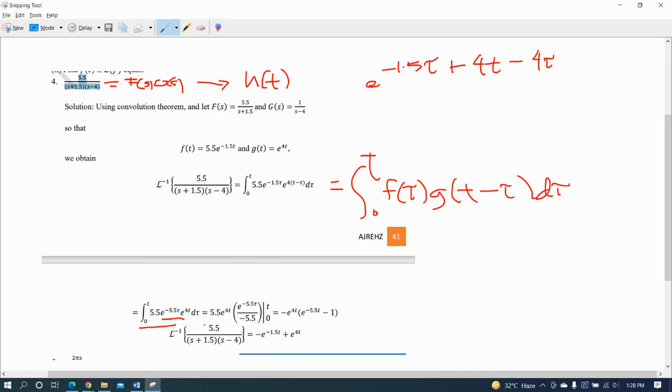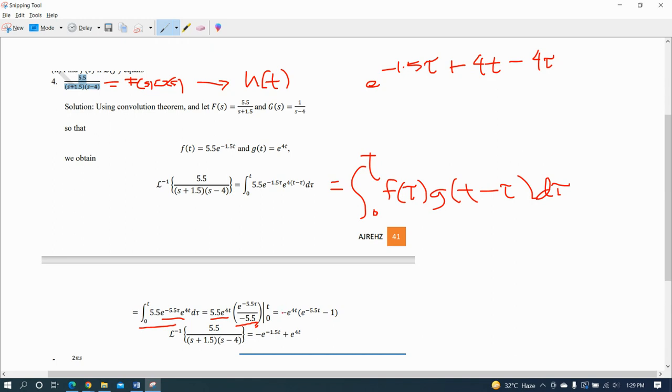Again, i-factor out lang natin kasi we try to integrate the equation with respect to d tau. So, yung may tau lang ang i-integrate mo. The integral of e raised to negative 5.5 tau is simply equal to this one. Yan lang in-integrate natin. Si 5.5 e raised to 4t is parang kinonsider natin sila as constant, so we factored them out.